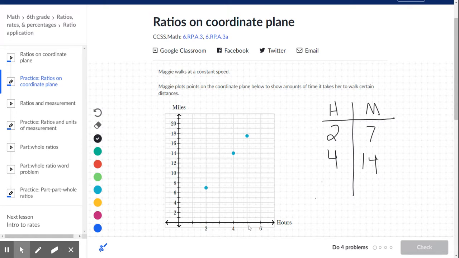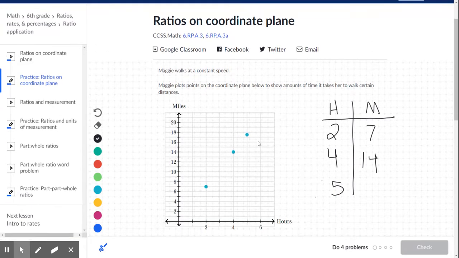If I keep going, I see that she walked, let's see, what is that, 17 in 5? They have it right in between, so we can't really tell. See if I can zoom in on this thing a little bit. Looks like she walked 17 and a half. So maybe like 17.5. I'm not 100% sure what that is, but we shall see.